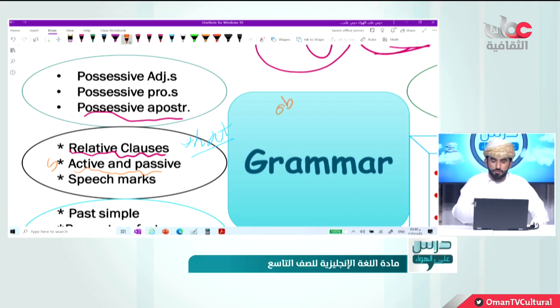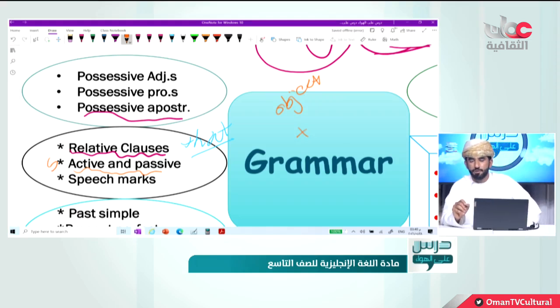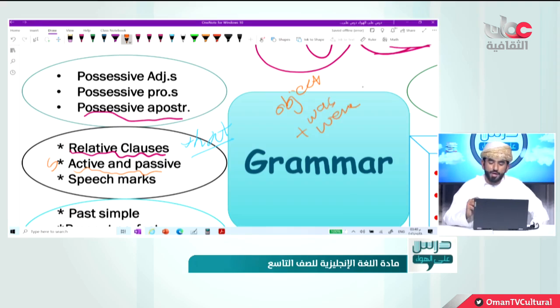So you have to start from the object, right? And then it's followed by what? Yes, by the past form of verb to be. What is the past form of verb to be? Tell me, let's say group A, tell me. Was, exactly, so was or were. And then what is next? Followed by what? V3, exactly. V3, we're talking about past, we call it past participle.